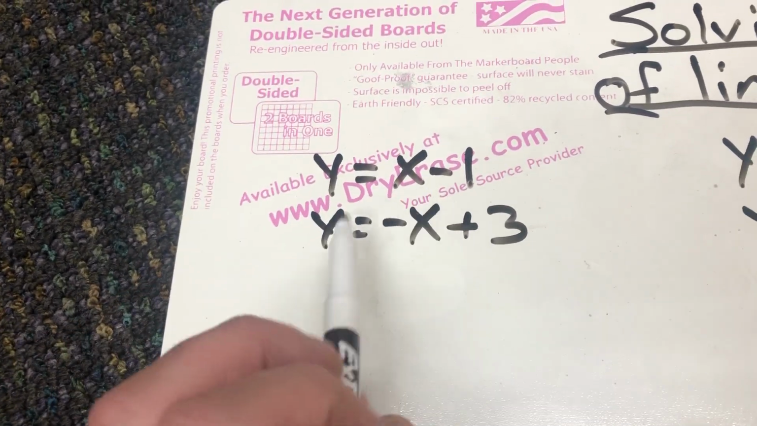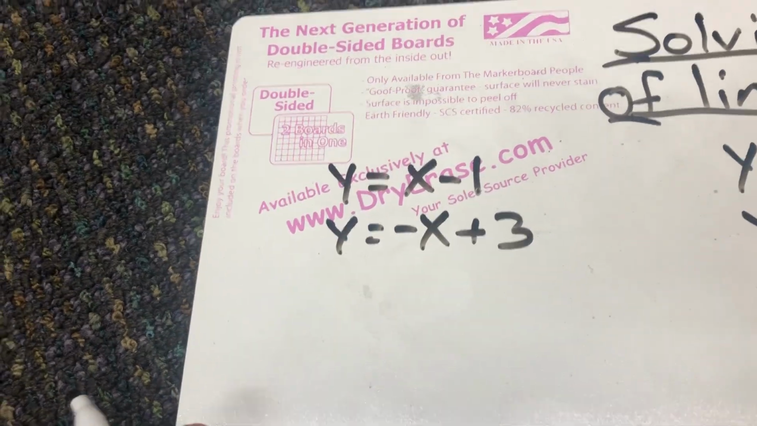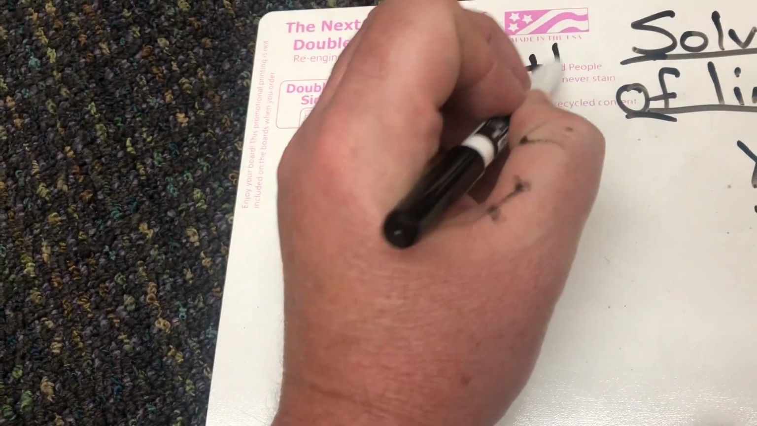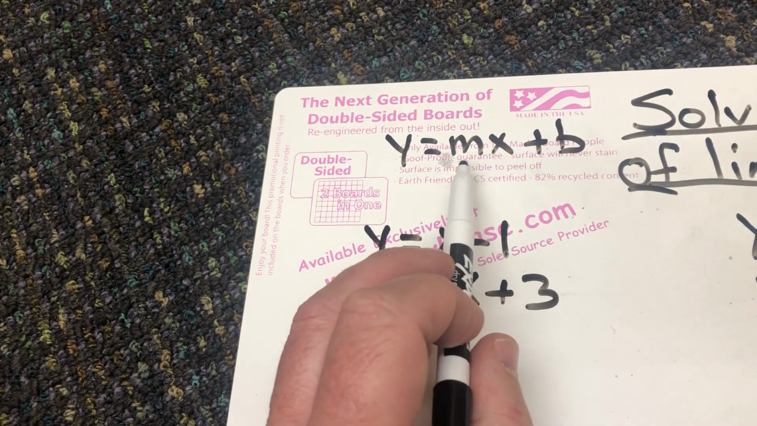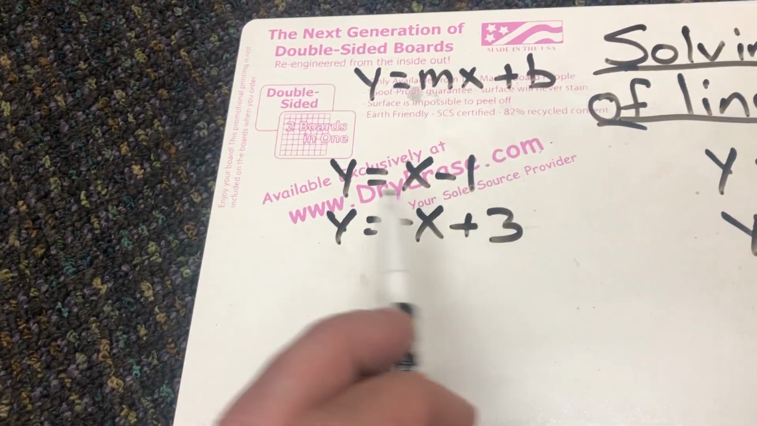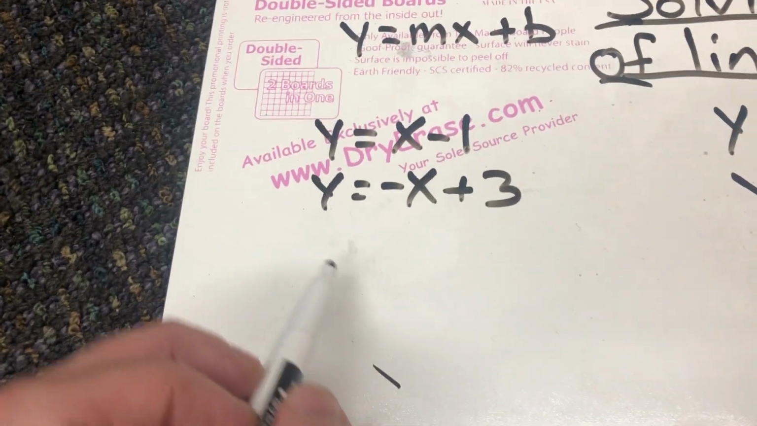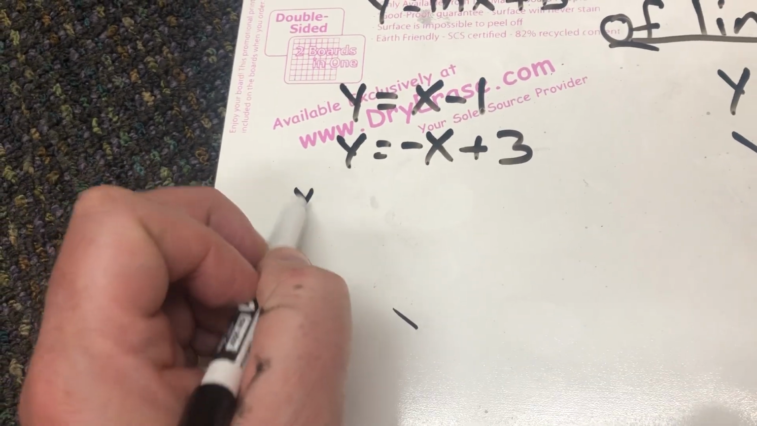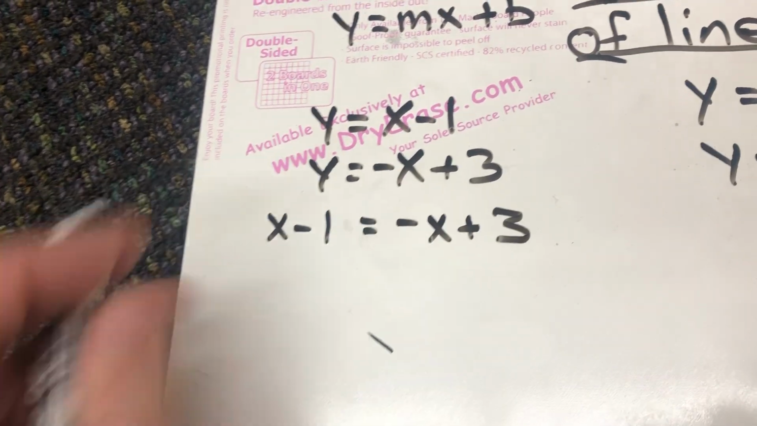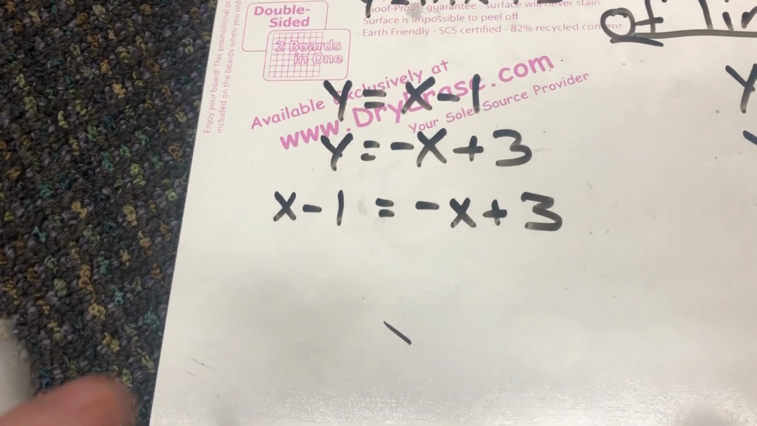And I do that once everything's in slope-intercept form, which it is here. Remember that slope-intercept form is y equals mx plus b, where m is the slope and b is the y-intercept. They already have y isolated here, so these two are already in slope-intercept form. So what I do is I set up an equation that says x minus 1 equals negative x plus 3. So I make them equal. And then what I want to do is I want to isolate the variable.